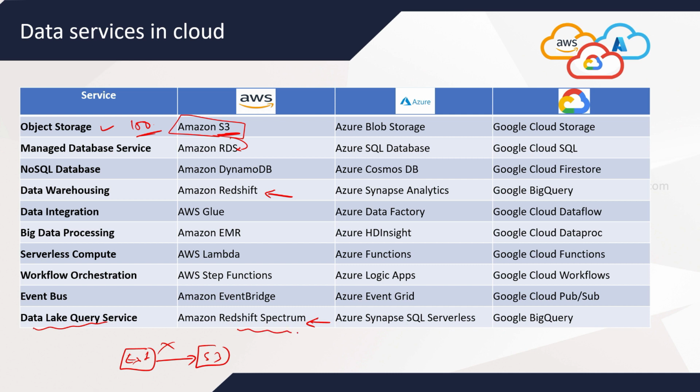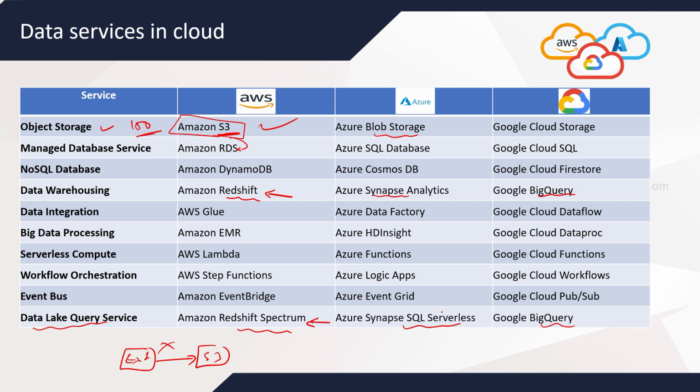Redshift Spectrum is a type of service. This comes in when we have Amazon Redshift in place, right? If you have Redshift, Redshift Spectrum will help us query data directly from S3. Similarly, Synapse SQL Serverless is a part of the Synapse data warehouse solution, which will help us read data directly from blob storage. Similarly, on the GCP side, you have BigQuery. So it's similar to this data warehousing solution.